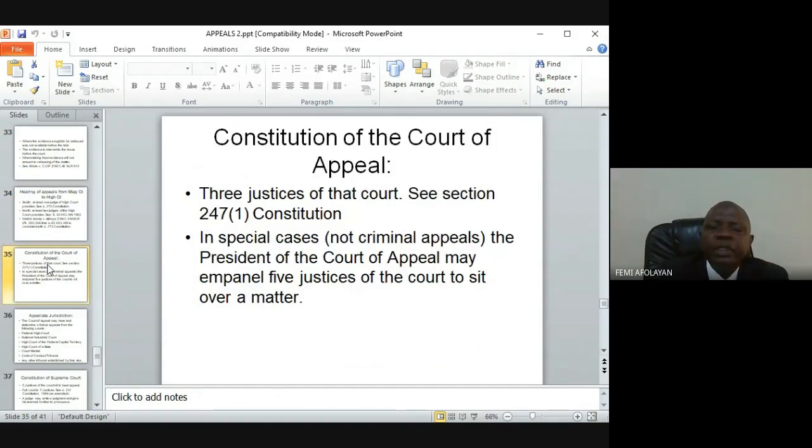Constitution of the Court of Appeal. Three justices of that court sit to preside over the case. See section 247(1) of the Constitution. In special cases, not criminal appeals anyway, the president of the Court of Appeal may empanel 5 justices of the court to sit over a matter. But as I've said earlier, this is not applicable to criminal appeals.